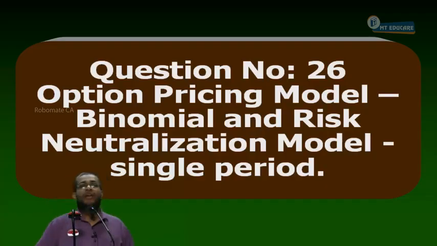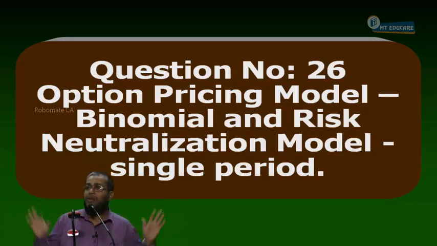Now, how many steps are there in this model? Before that, what portfolio does the model assume? Write a call and hold delta shares is the portfolio. Don't question why this portfolio, the logic comes later. Now, 6 steps.